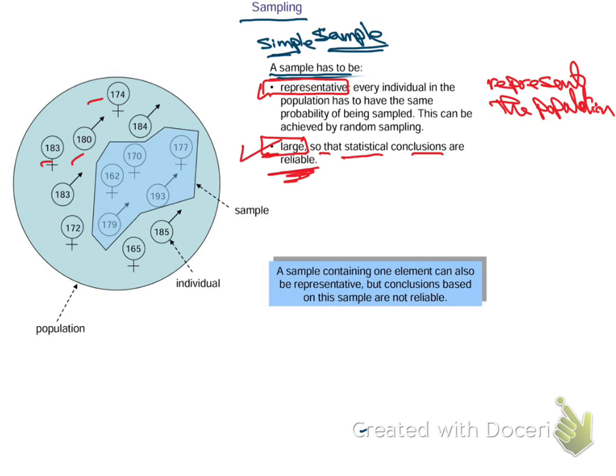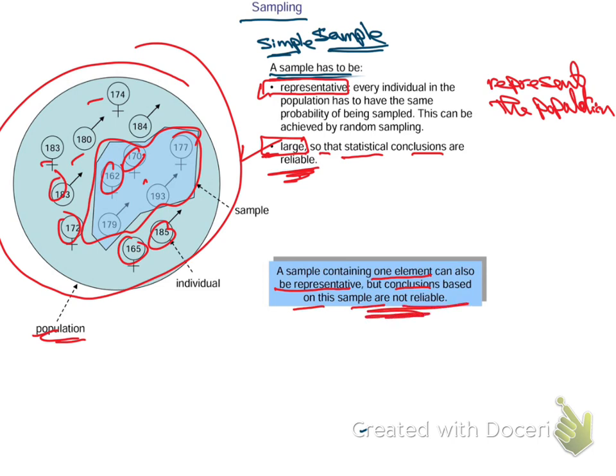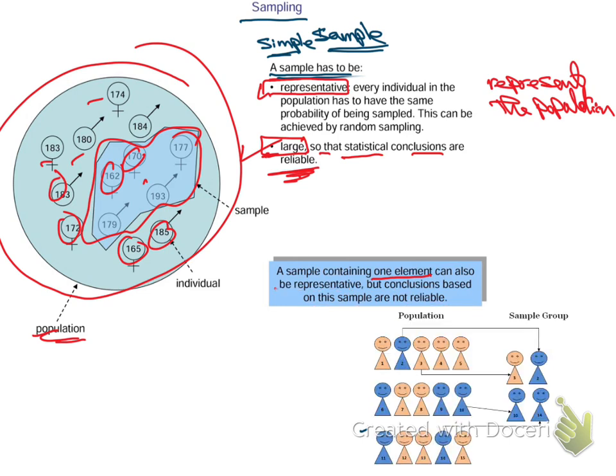Okay, so here this is the population, everyone. So everyone here is the population. This is the selected sample, random sample, and this is each individual, and even the people here are individuals as well. Okay, so a sample containing one element can also be representative. It represents one person, but the conclusion based on this sample is not reliable because it is a very small size sample.